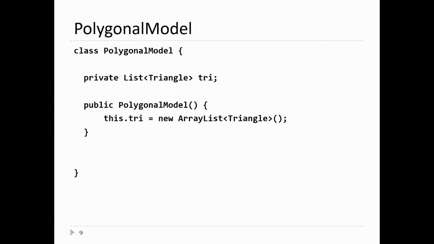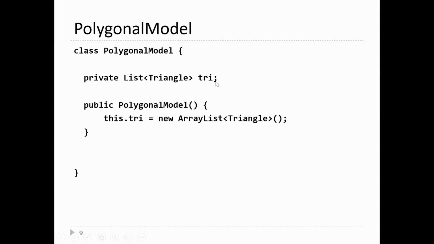All right, I want to make a class that represents one of these models. So it's just a bunch of triangles, that's all. So I'm going to make a list. I have a list of triangles. What does your constructor have to do? Well, your constructor does what it always does: it initializes the fields of the object.